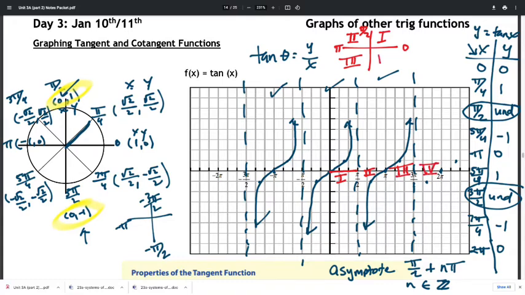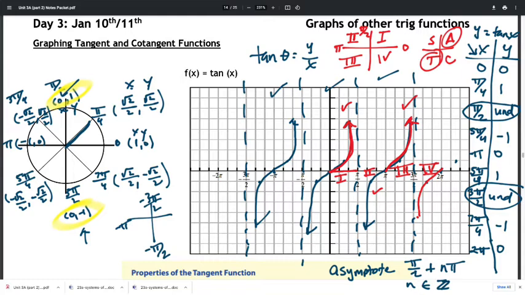And remember whenever we did our all students take calculus, the two quadrants where tangent is positive are the third quadrant and the first quadrant. So we should see that we have the graph above the x-axis in the first quadrant and in the third quadrant, which we do. And then in quadrants 2 and 4, it ends up being negative right there. All right, so that is the tangent graph.